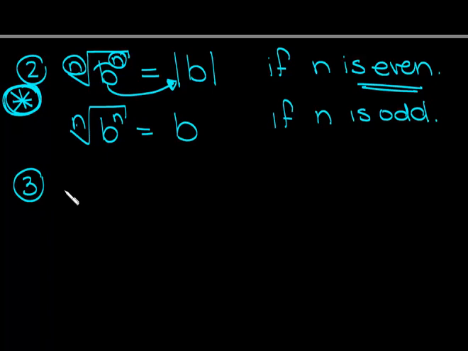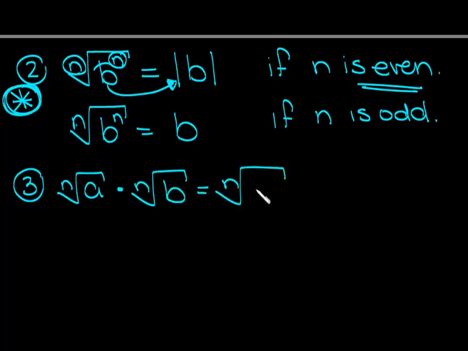The next property of radicals is if you take the nth root of a and multiply it by the nth root of b, then you get the nth root of a times b. If you're multiplying two radicals and the index are the same, then you can multiply the stuff on the inside.